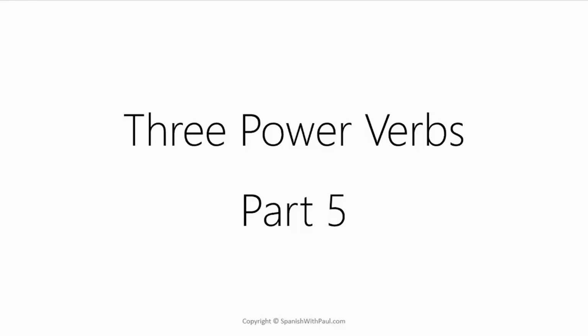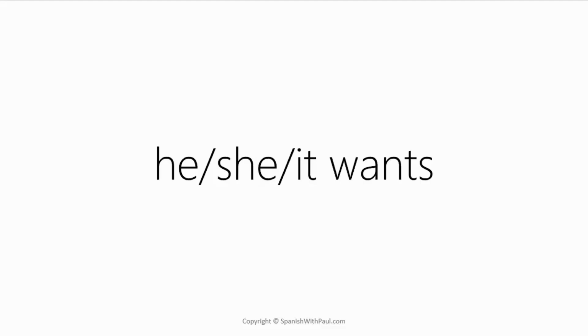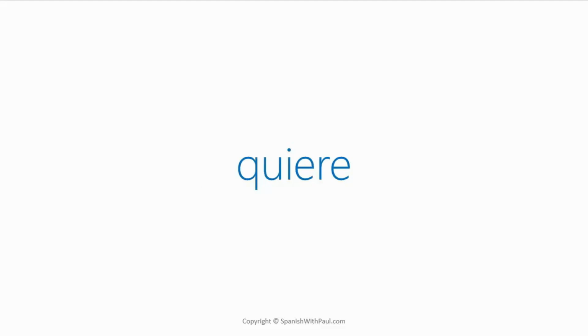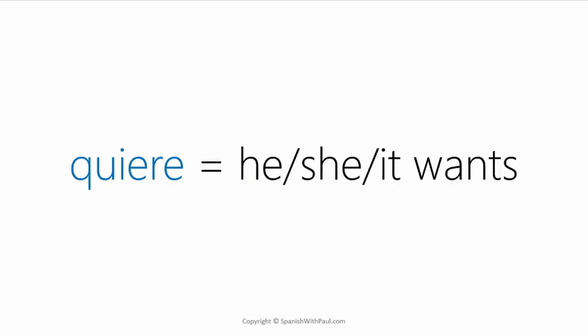Let's return back to our power verb of want. And I'd like to get into now he, she, and it wants. So all of that, he wants, she wants, it wants, is quiere. But obviously you tie it all together, quiere, quiere. Remember that quiero was I want. But for he, she, or it wants, it's quiere. So the only difference is the ending.